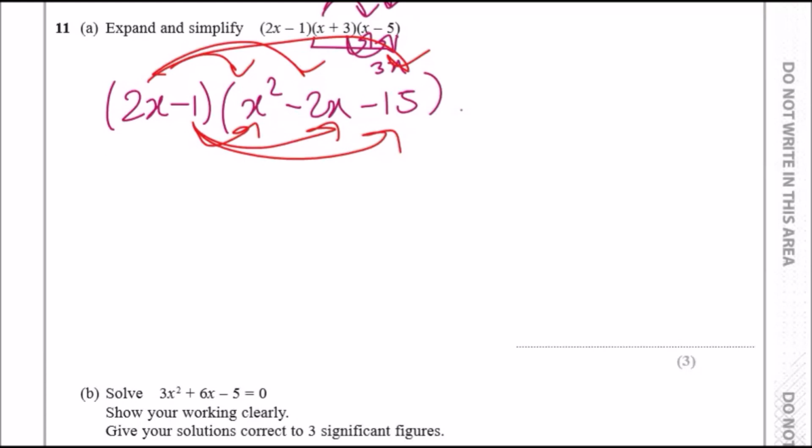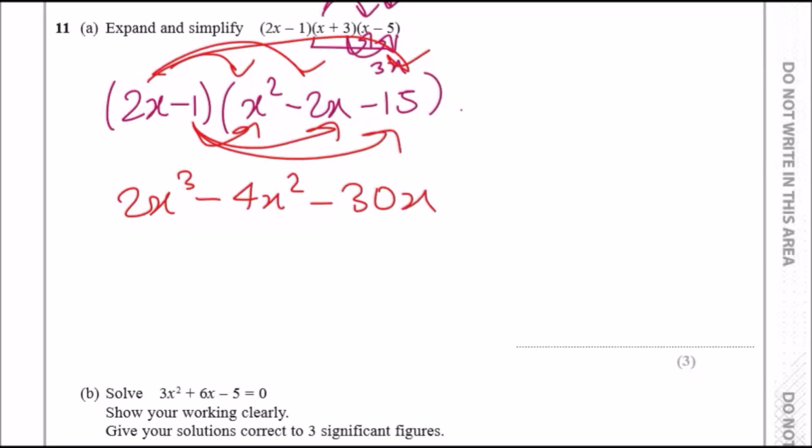Now, timesing everything by 2x first, the second bracket by 2x, you should get 2x cubed minus 4x squared minus 30x. And now there's a nice, cool way of doing this. Always try and line it up by powers, yeah? So once you've done the first term, move to the second, shift it across. So here we're going to times everything by minus 1.